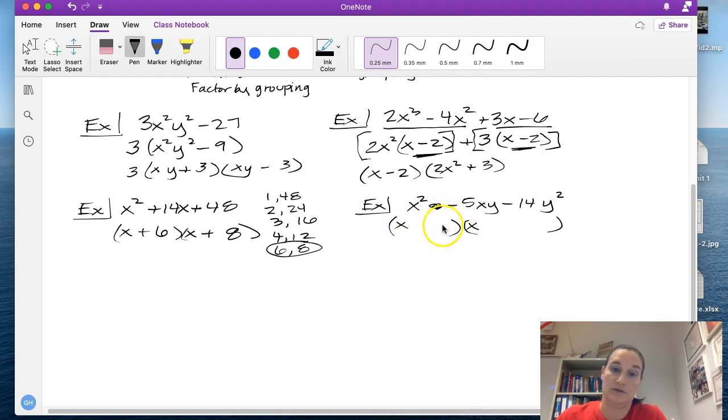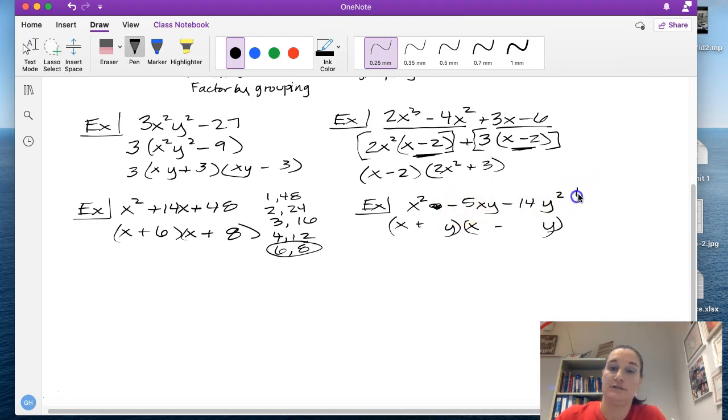X times x is x squared. Y times y is y squared, and then we need to figure out the numbers. So we needed to multiply to negative 14, which means one of our factors is going to be a plus and the other one's a minus, because that's how you multiply to a negative. And it needs to add to negative 5.